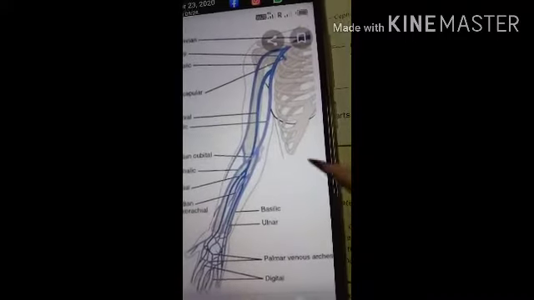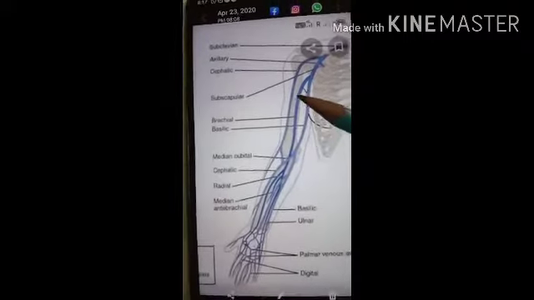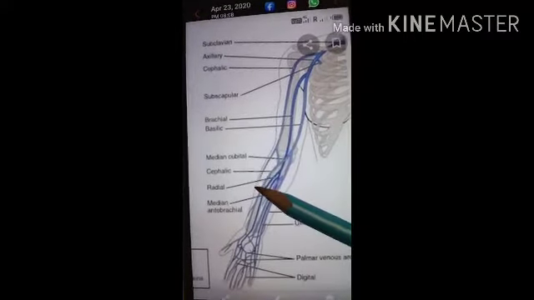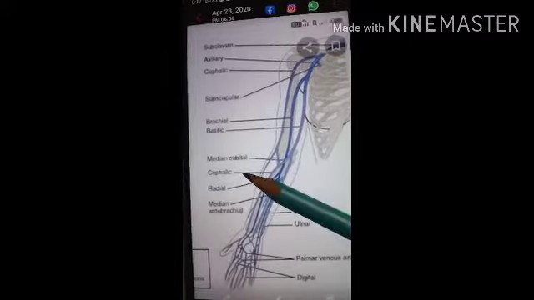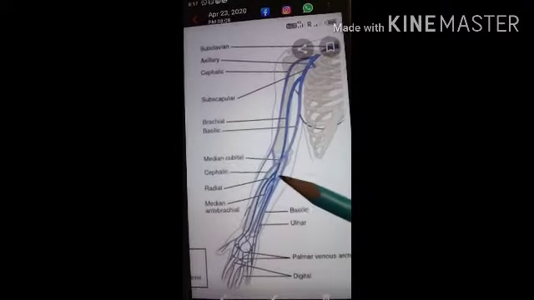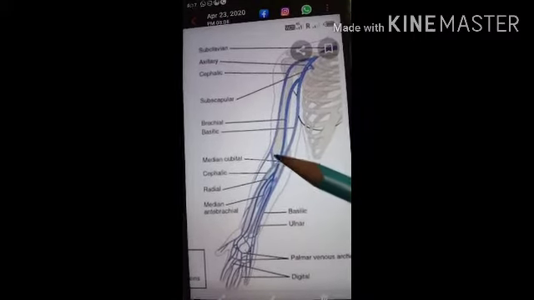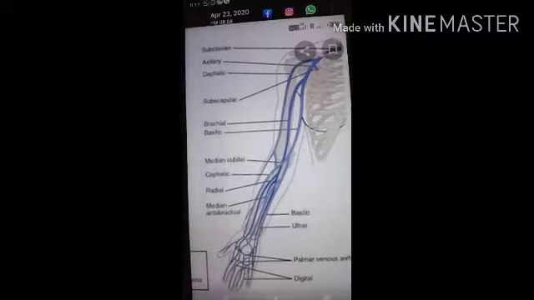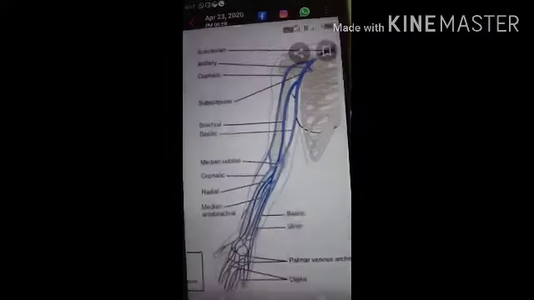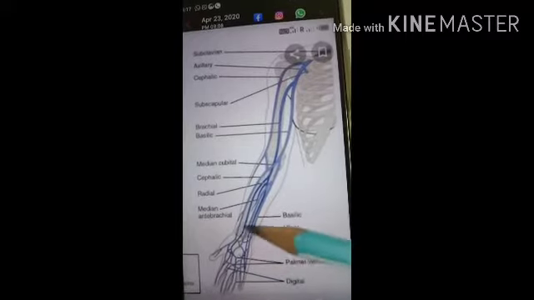Superficial veins begin in the hand and consist of, on the lateral side, the cephalic vein, the large vein here, then the basilic vein, then the median cubital vein, and the median vein. Okay? So these are the venous drainage of the upper limb.